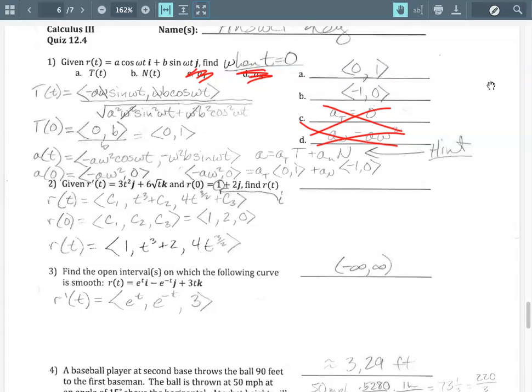So if you find T of t, remember T of t is r prime over the magnitude of r prime. So there's your T of t. Plug in a 0. Sine of 0 is 0. Cosine of 0 is 1. So you get beta over the square root of 0 plus beta squared, which is beta. So you end up with the vector 0, 1.